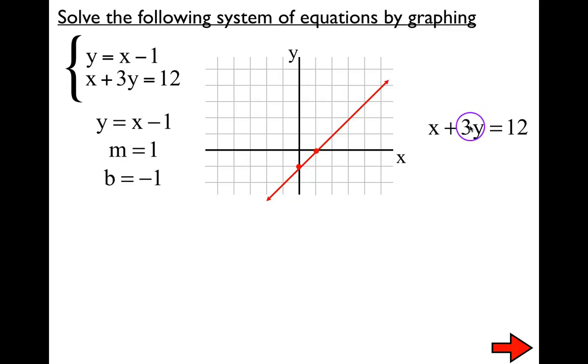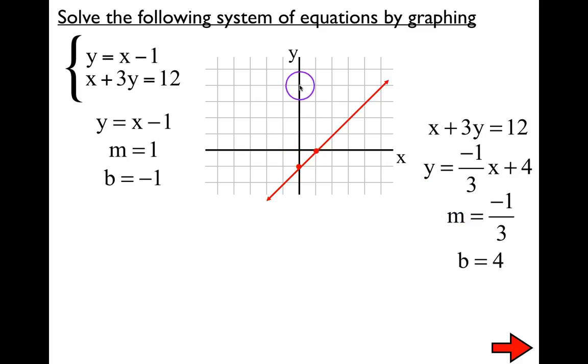So the other option would be to, of course, turn things into slope-intercept form, subtract x from both sides, and divide both sides by 3, and you'll end up with y equals -1/3 x plus 4. Here, the slope is -1/3, and the y-intercept is 4, so starting at 4, using the slope of -1/3, and there's your line.